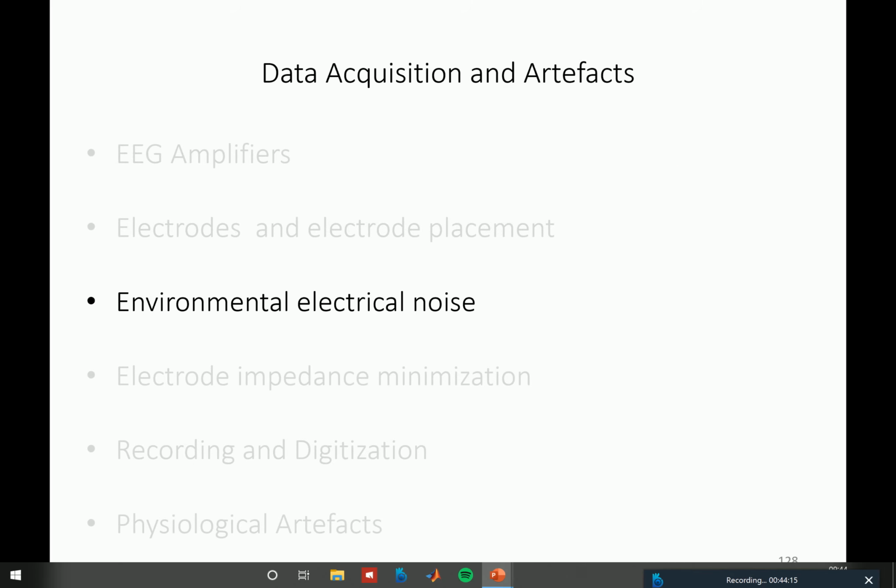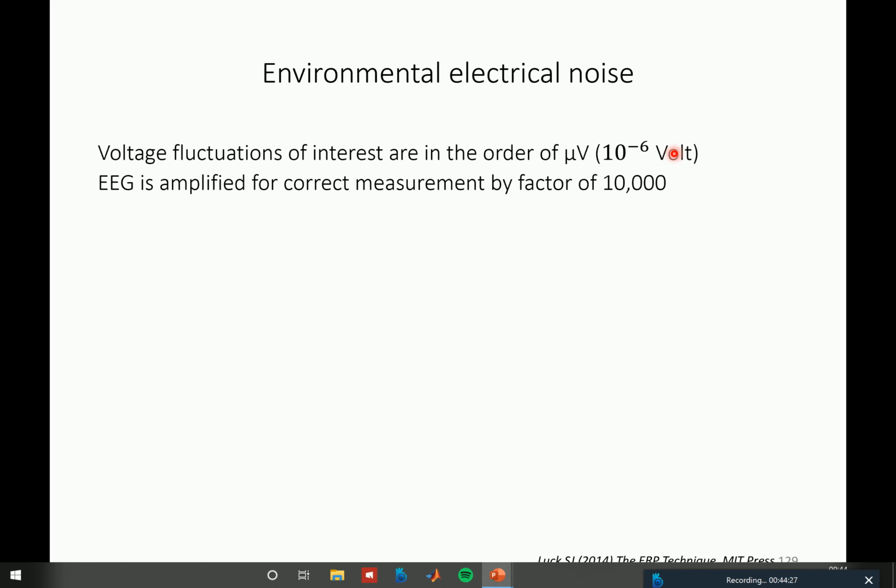So that's reference electrodes. I'm taking longer than expected. Good. Let's do environmental electrical noise and then have a break, because that's, I think, quite quick.